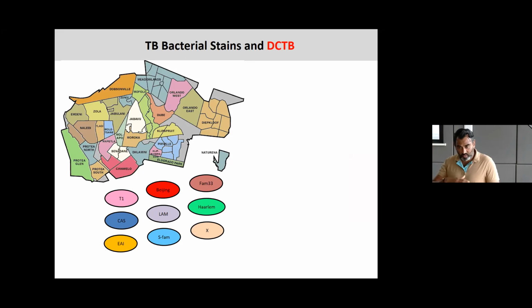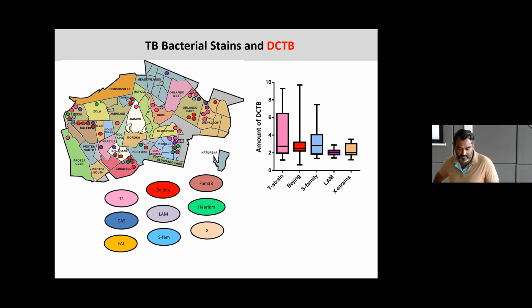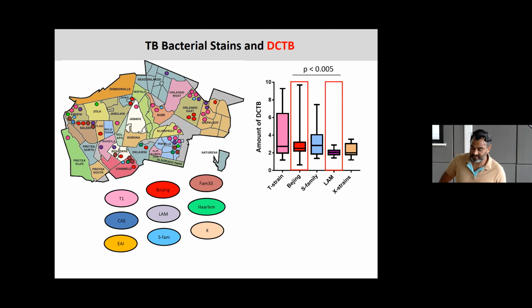And so what we did is we went through, spatially pulled out all these different clinics, and we said, well, how much DCTB can we find by strain type? Those are all the clinics where we worked, and those are the strain types we found. Then we quantified the amount of DCTB you could find. And you see there are some strains like this Beijing strain, which in South Africa is associated with severe disease. It produces a lot of DCTB when you compare it to something like the land strain.